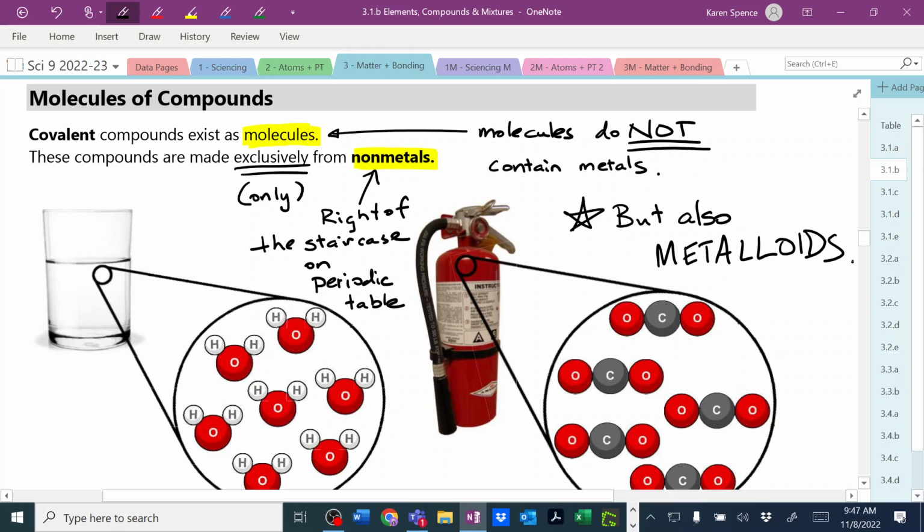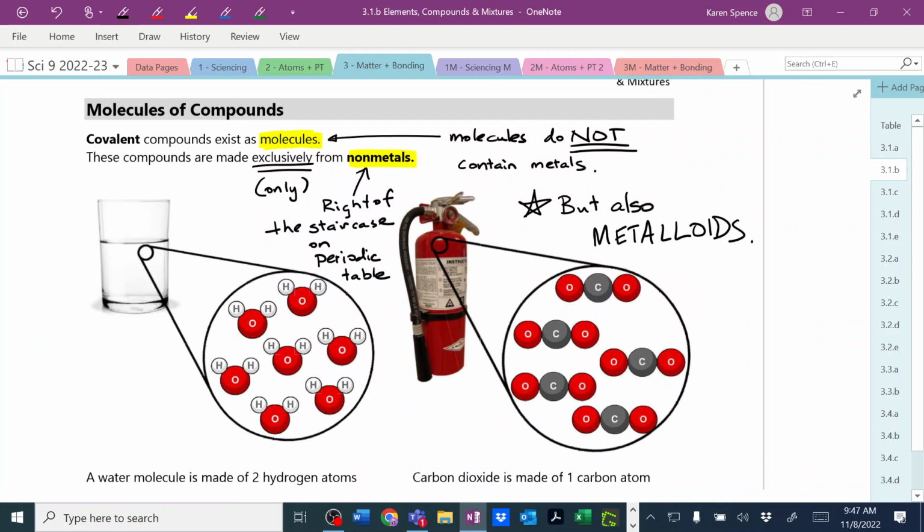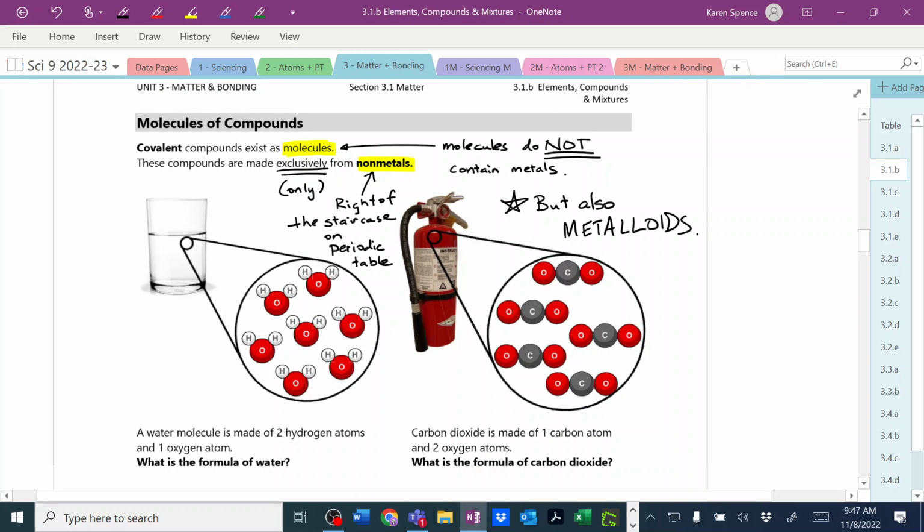99% of the time you'll be looking at all nonmetals, okay? Only metalloids very, very infrequently.